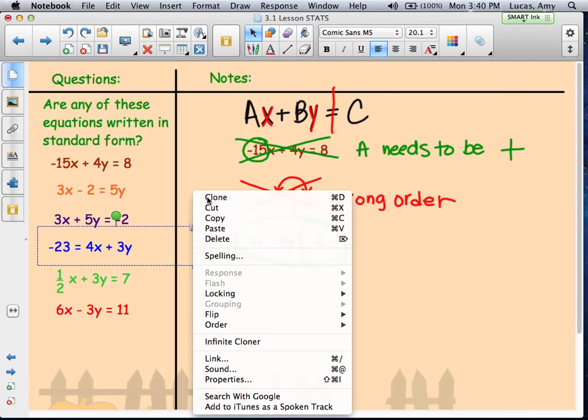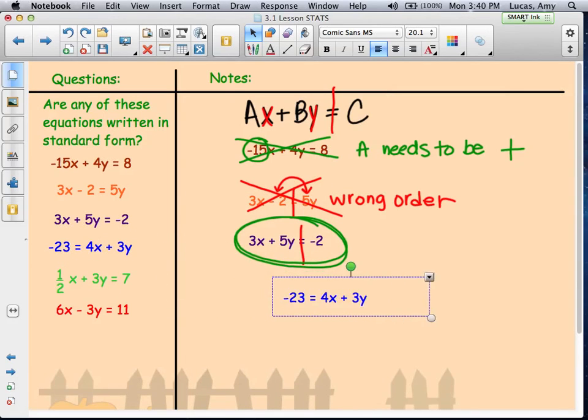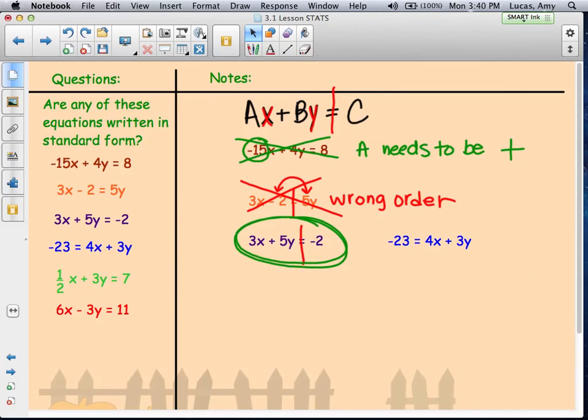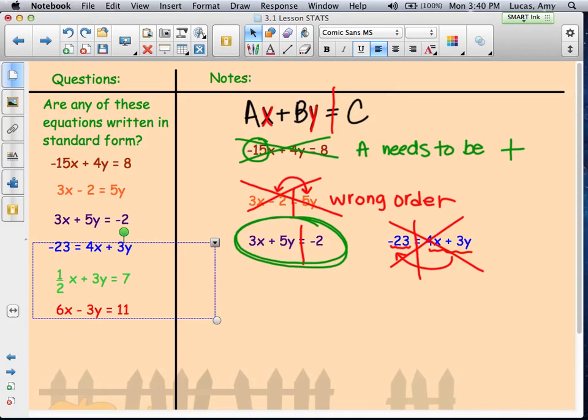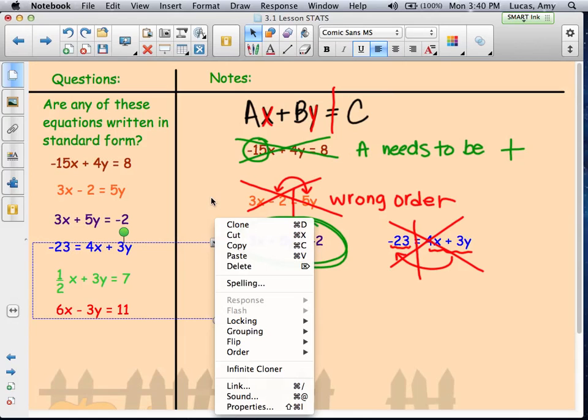This next one that's blue, I can look at this one right away. Definitely in the wrong order. Look at where the train track is. Everything's on the wrong side. Both of these are supposed to be over here, and the plain number is supposed to be on the right-hand side, so that is not in standard form. Next one.